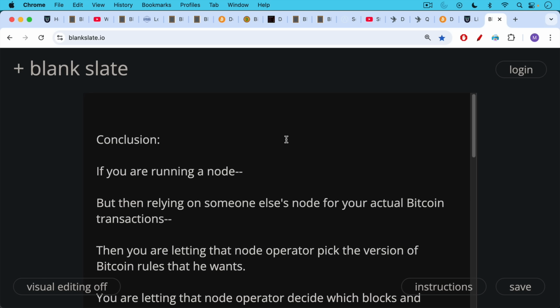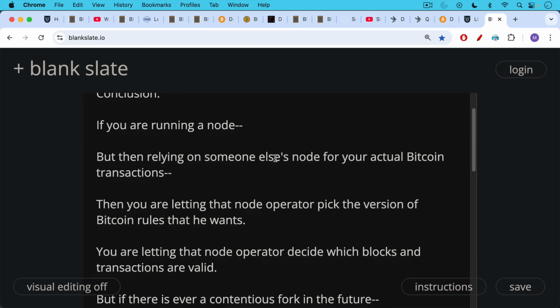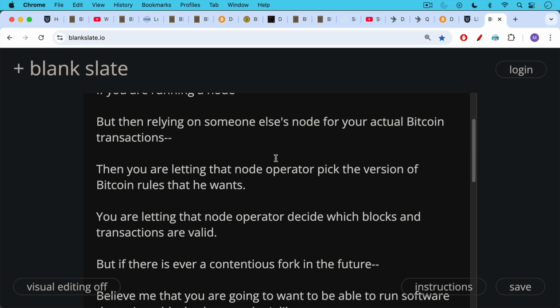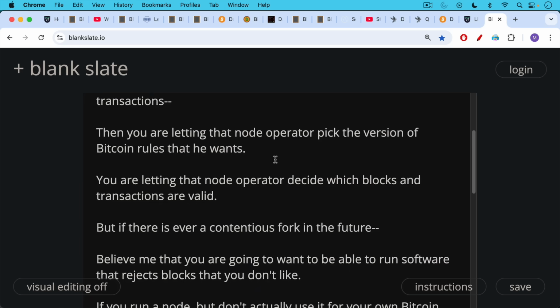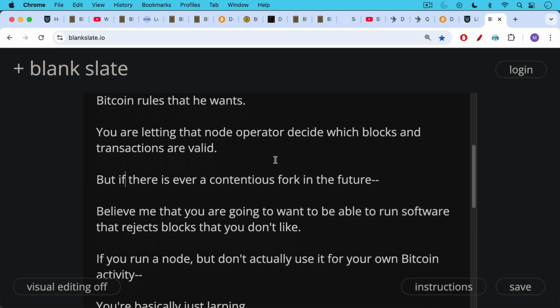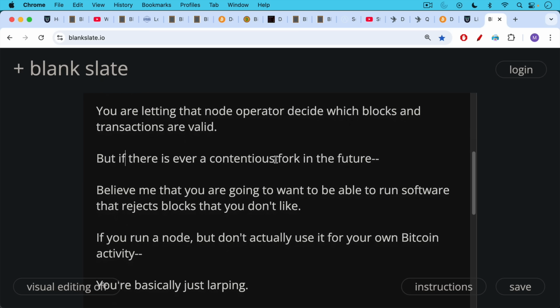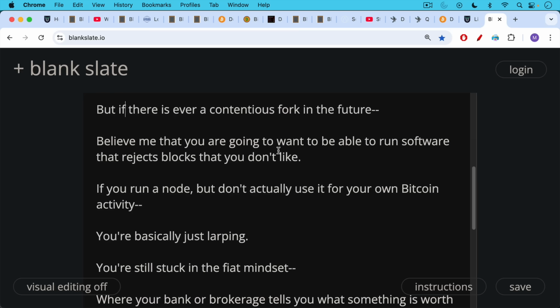So in conclusion, if you're running a node, but then relying on someone else's node for your actual Bitcoin transactions, then you're letting that node operator pick the version of Bitcoin rules that he or she wants. You're letting that node operator decide which blocks and transactions are valid, and hopefully they're going to decide that your transactions and blocks are valid. If there's ever a contentious fork in the future, you're definitely going to want to be able to run software that rejects blocks or consensus rules, potentially consensus rules that you don't like.